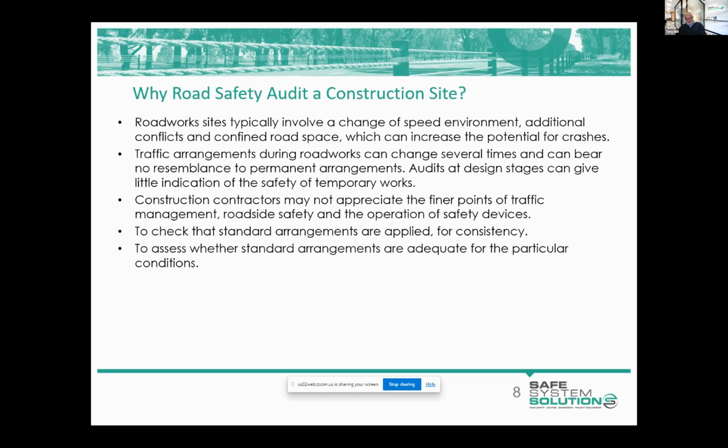To assess whether standard arrangements are adequate for the particular conditions. Again, have we ripped up the road? Is there loose material? Victoria had a campaign, going back a couple of years now: when the tools go down, the signs go down, or the speeds go down.